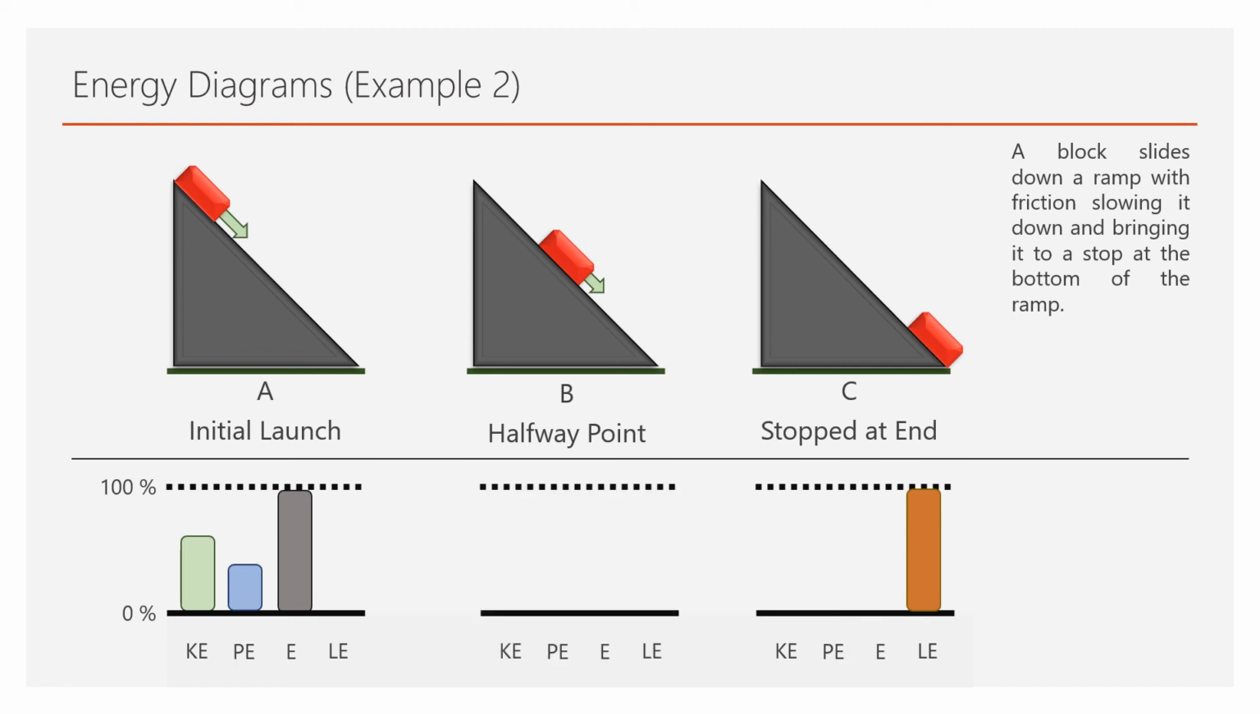Now let's look at state B, the halfway point. Because this is the halfway point, the amount of potential energy is half of what it was in state A. So we'll just take the amount of potential energy and divide it by 2.